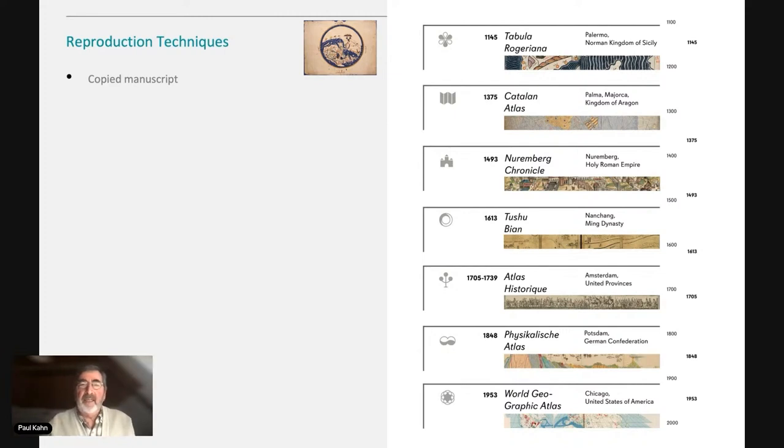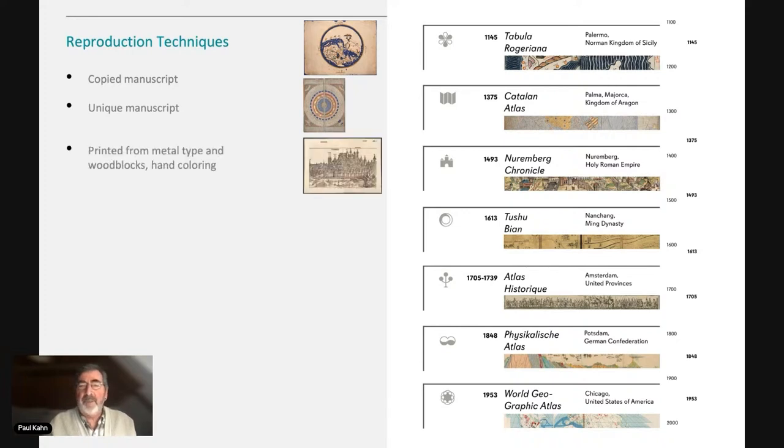Rogeriana. This is a copied manuscript. The original is from sometime in the 12th century, but the copies that we work with now are copies that were done hundreds of years later. The Catalan Atlas, which is a unique manuscript that was done in Mallorca in the 14th century. The Nuremberg Atlas, which is printed from metal type and wood blocks, hand-colored. The Tushubian, which is also printed from wood blocks.